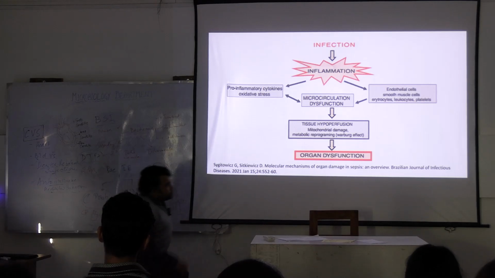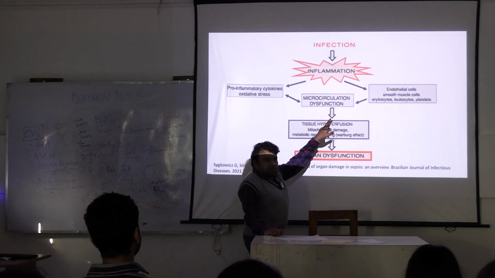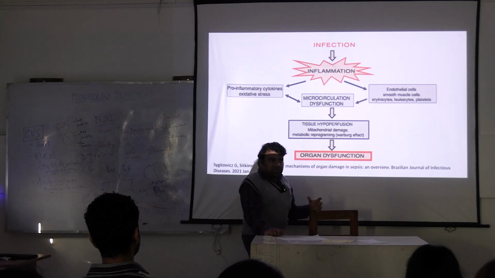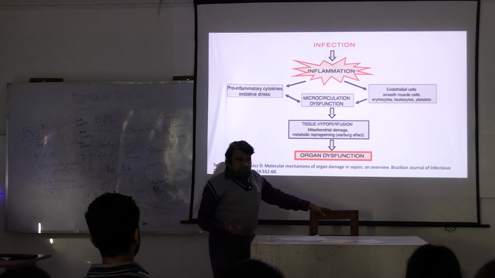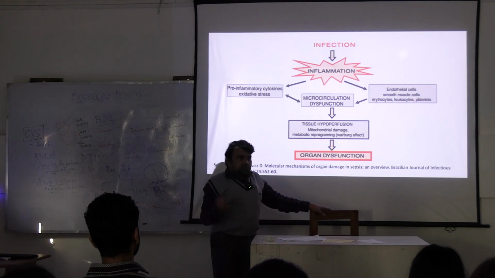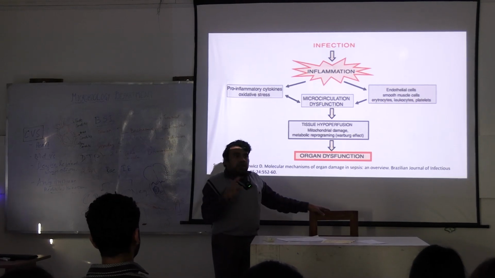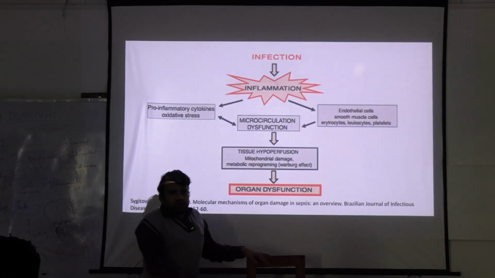Now suppose this reaction becomes a vicious cycle, so that a huge amount of cytokines are released. Those cytokines will recruit more immune cells, those immune cells will release more cytokines and cause more tissue damage, and more tissue damage will recruit more immune cells, resulting in more tissue damage. So it becomes a vicious cycle, to such an extent that it may lead to tissue hypoperfusion.